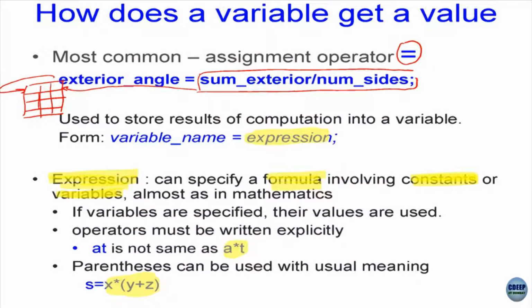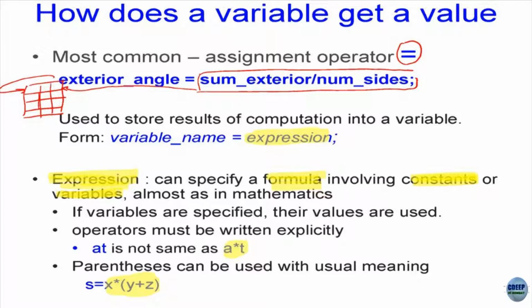How does a variable get a value? It is using this very important operator called the assignment operator. So the equals sign is not checking for equality, it's actually assigning. What's happening is you will have some memory space for exterior angle. What you do is evaluate the right hand side and store the value of the right hand side in the memory location for exterior angle. So that is an important operation.